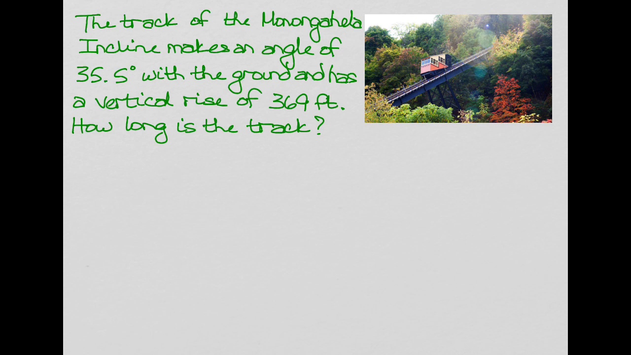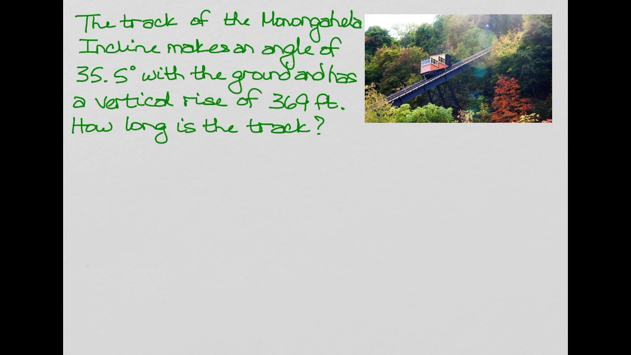People use it as tourists because it's cool. There's a really nice view of the city from the top of the incline. But people also use it to commute. If you live up on top of the hill, and lots of people do, and you work in downtown Pittsburgh, it's a ride down and a walk or a ride across a bridge, and you're in downtown Pittsburgh. The angle with the ground is 35.5 degrees, and the vertical rise of the hill is 369 feet.